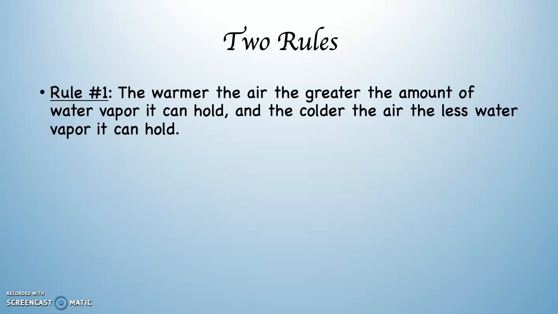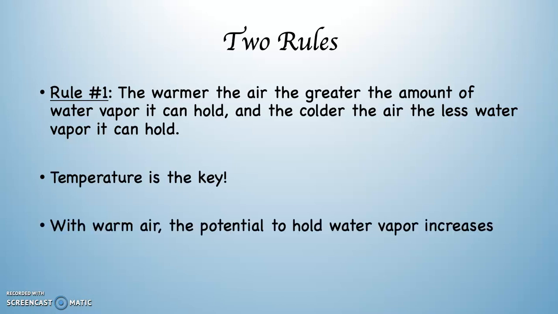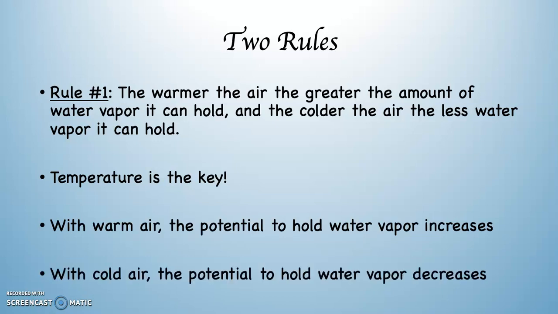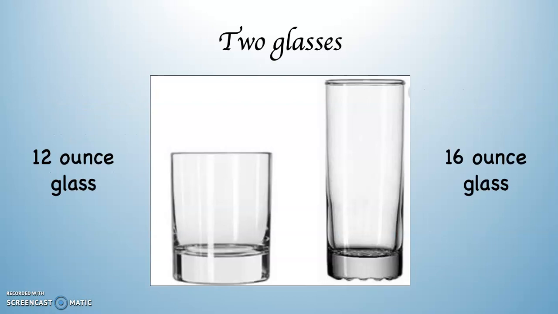There are two rules. We're going to start with the first rule, which makes sense. Rule number one. The warmer the air, the greater the amount of water vapor it can hold. Notice this is a temperature-based thing. And the colder the air, the less water vapor it can hold. Remember, water is a gas. So temperature is the key to this. With warm air, the potential capacity to hold water vapor increases, and with cold air, the potential capacity to hold water vapor decreases. It's kind of like these two glasses.